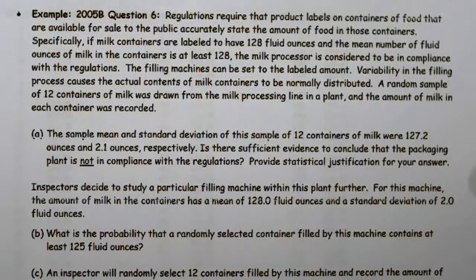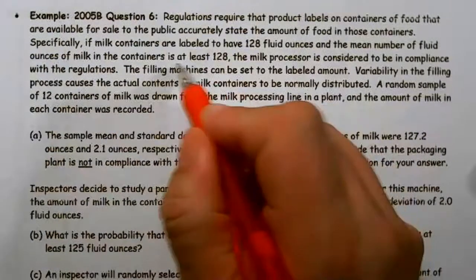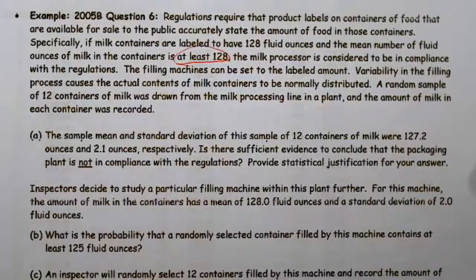So regulations require that product labels on containers of food that are available for sale to the public accurately state the amount of food in those containers. Specifically, if milk containers are labeled to have 128 fluid ounces and the mean number of fluid ounces of milk in the container is at least 128, the milk processor is considered to be in compliance. All right? So basically what they just said there is if you say it has 128 ounces, it better have at least 128. All right?